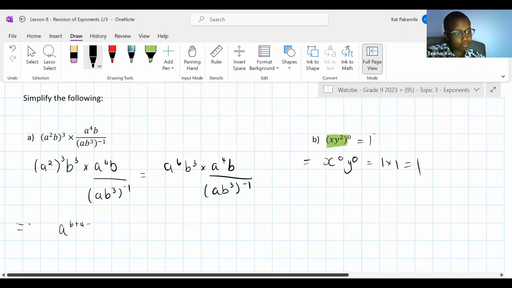It gave me A to the power of 10 plus 1, B to the power of 3 plus 1 plus 3. And I simplified it again, A to the power of 11, B to the power of 4 plus 3. And my answer is A to the power of 11, B to the power of 7. That's my final answer, ma'am.